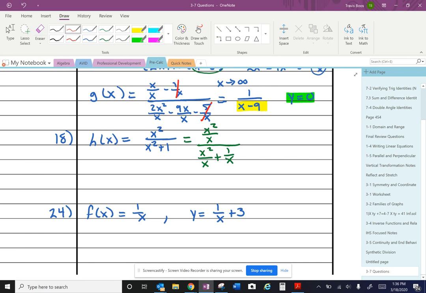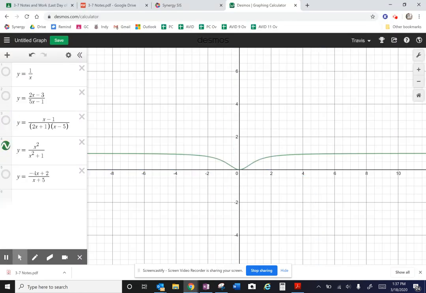Again, we ask ourselves, as x gets bigger and bigger, as x approaches infinity, that goes away. And I'm left with x over x, which is just 1. So as x approaches infinity, my y value is approaching 1. So I know that there is an asymptote at y equals 1. And by this graph, we can see there is a horizontal asymptote at 1, and there's no vertical asymptote here.